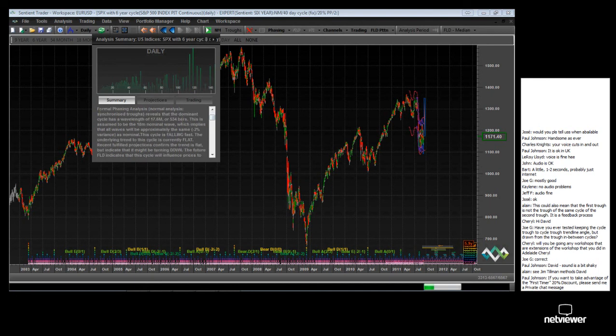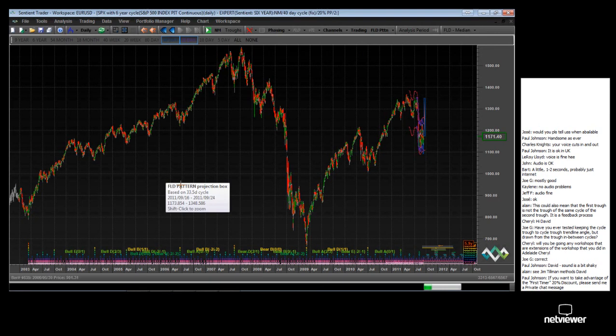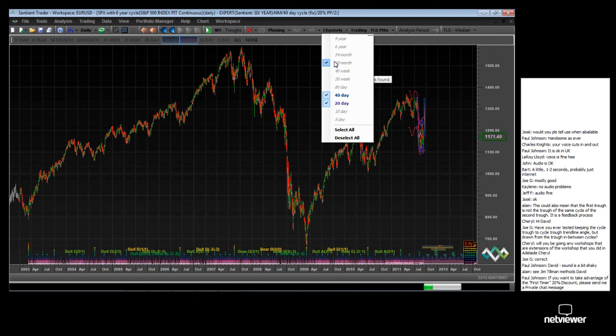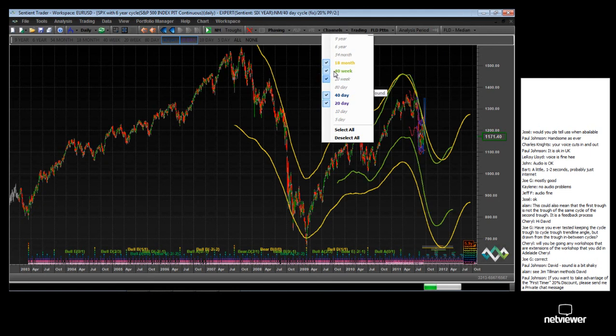Now Hurst spoke about what he called the dominant cycle envelope, which is also sometimes called the dominant channel, and in Sentient Trader they are indeed described as channels, and you can plot channels on your chart. So here we go, looking at this chart. Let me zoom all the way out.